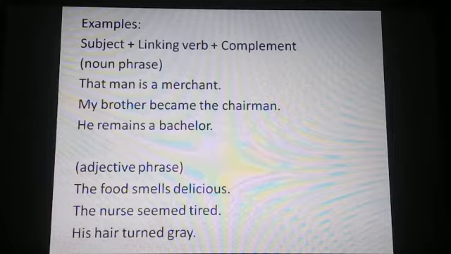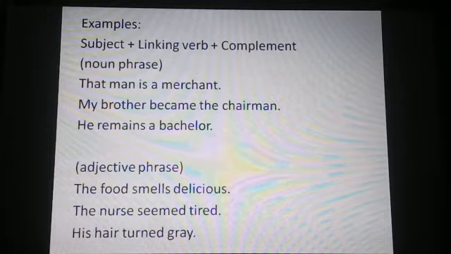So you see, boys and girls, a complement can be a noun phrase or an adjective phrase, and a linking verb does the work of joining or linking the subject and the complement with each other.